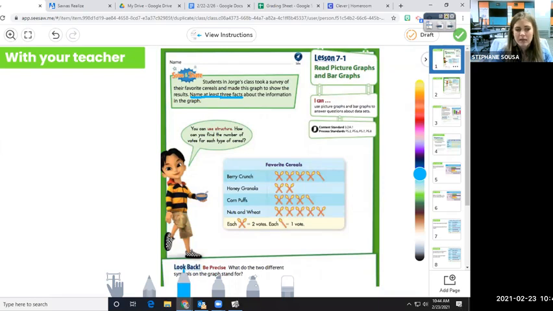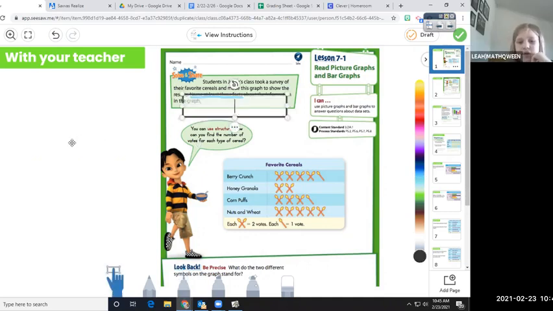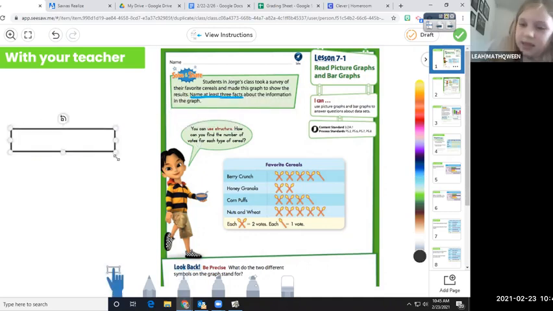What can you guys tell me about this information in the graph? What is one fact that we could write? One fact we could put about the data in this graph. Anyone? Leah, what can we write? That it is a picture, because it's not tally marks, it's a picture.